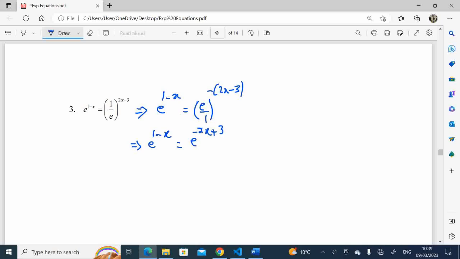Now we have the property e to the A equal e to the B, which is equivalent to say A equal B, right? It means 1 minus x, this is A and this is B. So 1 minus x equal minus 2x plus 3. So this will be a linear equation, taking x on one side, numbers on the other side. So we get minus x plus 2x equal 3 minus 1. So x equal 2.